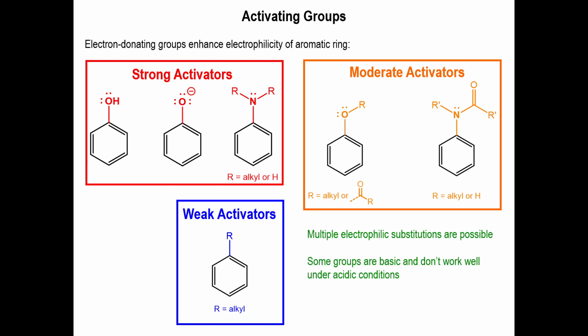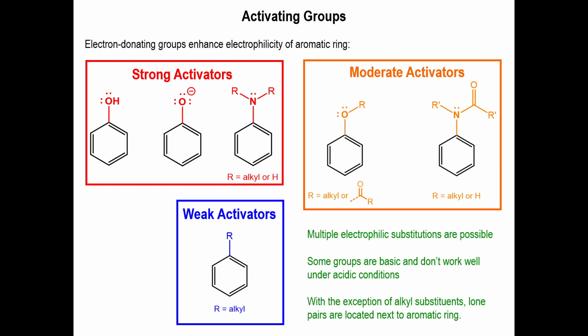The other thing about it too is that some of these groups, such as the oxo group, the amine group, are basic and they don't really work well under acidic conditions, mostly because the acid will react with the amine or it will react with the oxo group. So those will be situations where you'll have incompatible reaction conditions in relation to the substituent that's present on the ring. So you have to watch out for that.